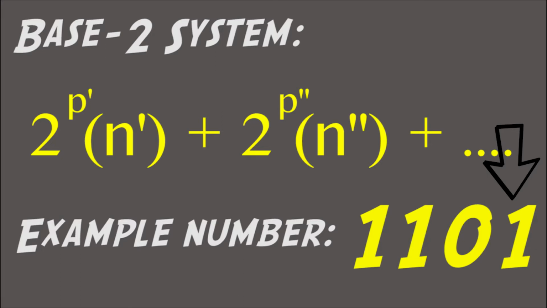So our first addend to the equation is 2 to the power of 0 times 1, which is 1. For our next place to the left, p is now equal to 1 and our n number is 0. So our next addend is 2 to the power of 1 times 0, which is 0. For the next place to the left, p is now equal to 2 and our n value is 1. So our next addend is 2 to the 2 power times 1, which is 4. And for our final place, p is now equal to 3, and our n value is again 1. So our next addend is 2 to the power 3 times 1, which is 8. Our whole equation comes out to 1 plus 0 plus 4 plus 8, which equals 13.